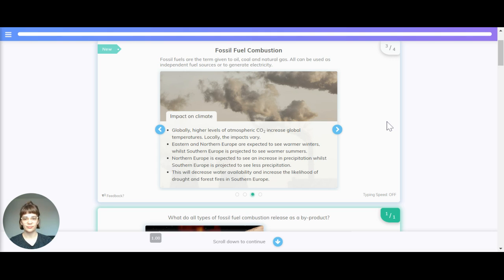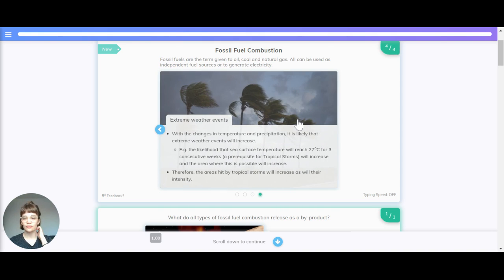Locally, the impacts vary. Eastern and Northern Europe are expected to see warmer winters, while Southern Europe is projected to see warmer summers. Northern Europe will see an increase in precipitation, while Southern Europe is projected to see less precipitation. This will decrease water availability and increase the likelihood of drought and forest fires in Southern Europe.